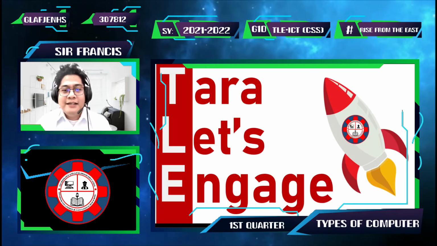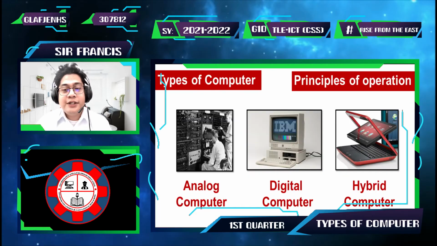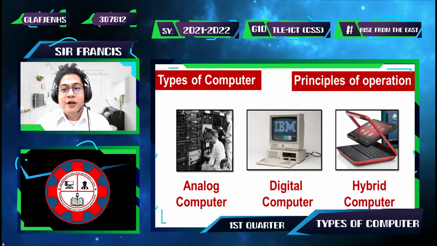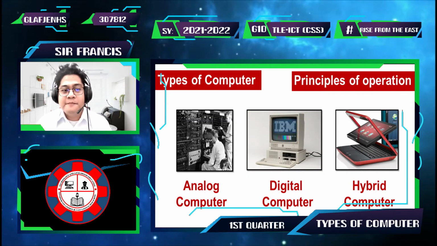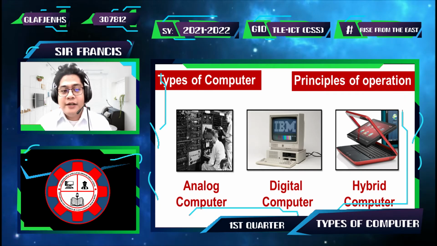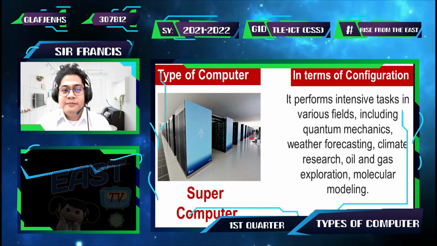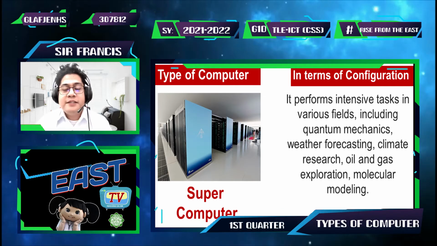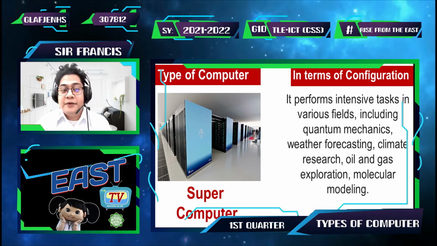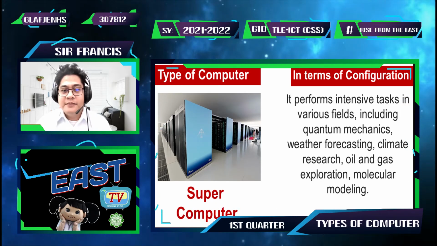To proceed, Tara, let's engage with our lesson for today. There are 3 types of computer based on principles of operation. First is analog, the other one is digital, and the third one is hybrid. The other type of computer is based in terms of configuration. The first type is supercomputer.